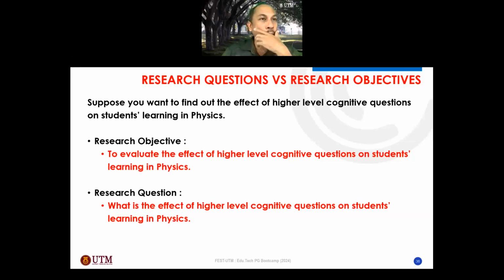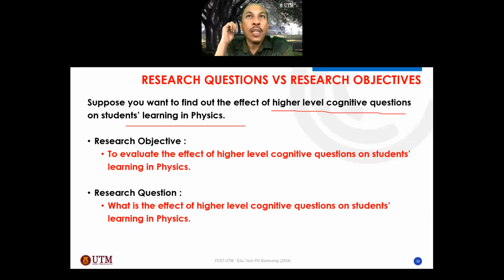Okay, the difference between research objective and research question. For example, let's say the research focus is the effect of higher level cognitive questions on VISIT. As I did mention earlier, if you have a research objective, you just copy the whole research objective, paste it in your research question, and change the verb here. For example, to evaluate the effect becomes, what is the effect? Something like that.